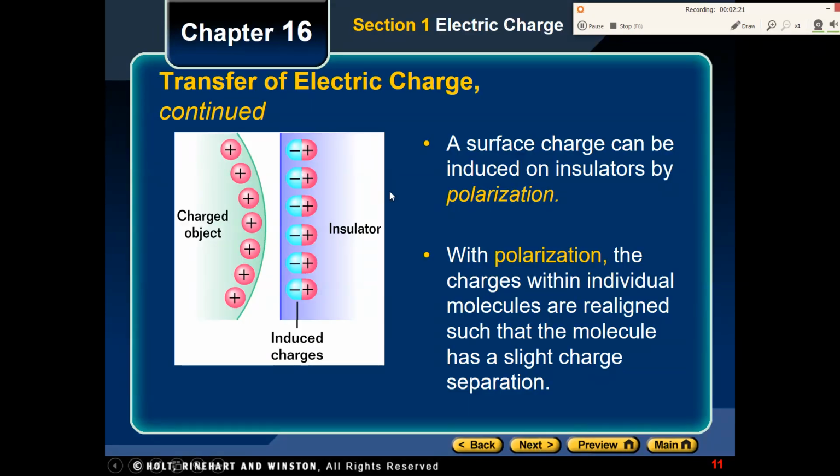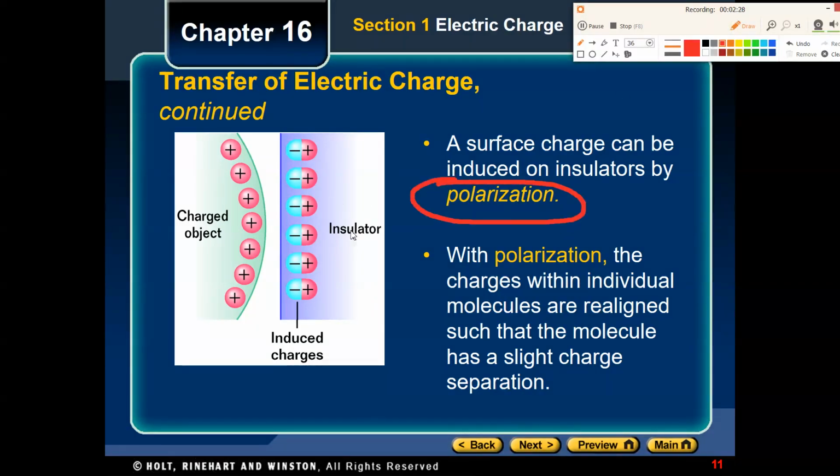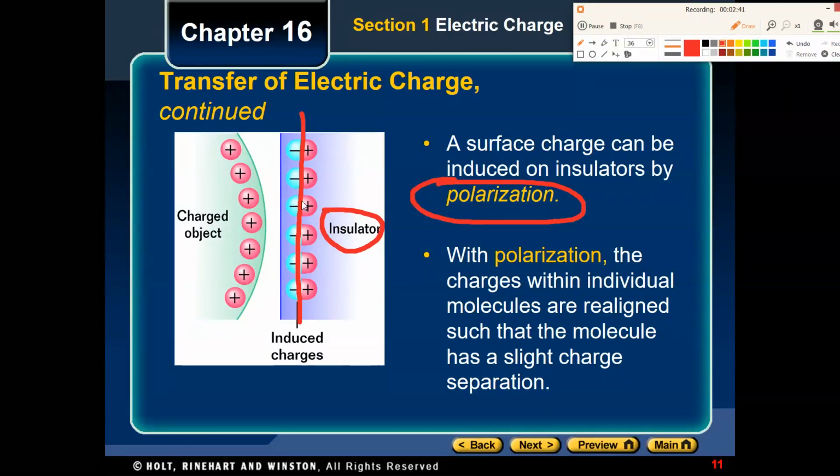For an insulator, it's different. You can only polarize charge, but you cannot charge it. At the end, the insulator still has a neutral overall charge, but you can create a partial separation of charge. This is called polarization. It's not really charged; the overall charge is still zero. This is the difference between induction and polarization. Induction really charges a conductor, but with polarization the net charge is still zero.